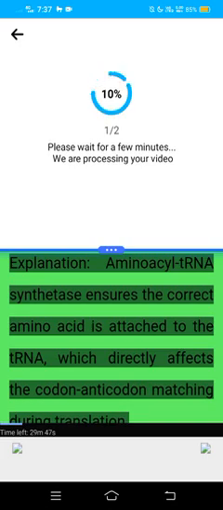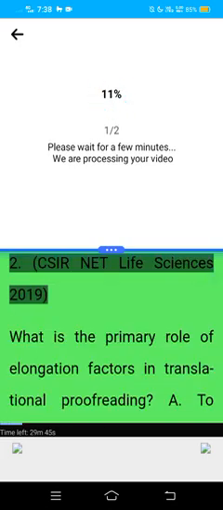Explanation. Aminoacyl-tRNA synthetase ensures the correct amino acid is attached to the tRNA, which directly affects the codon-anticodon matching during translation. 2. CSIR NET Life Sciences 2019.